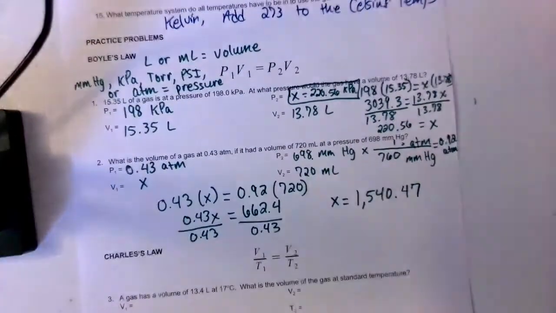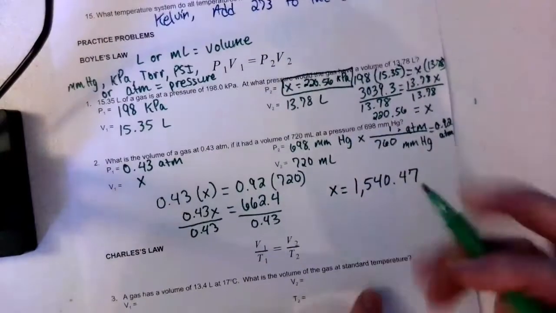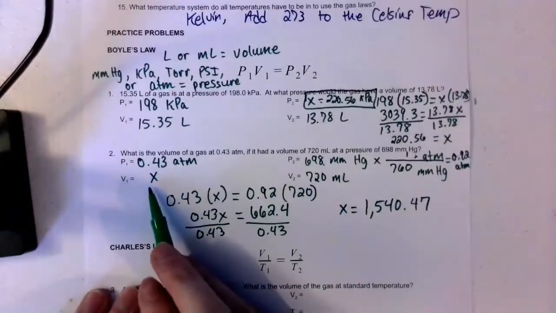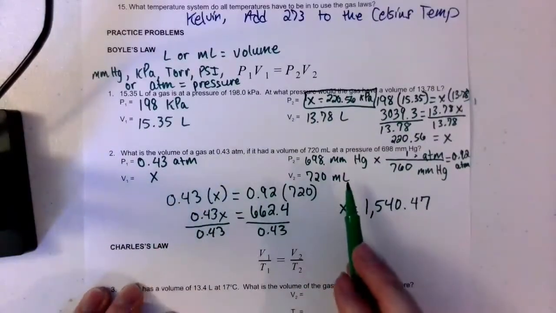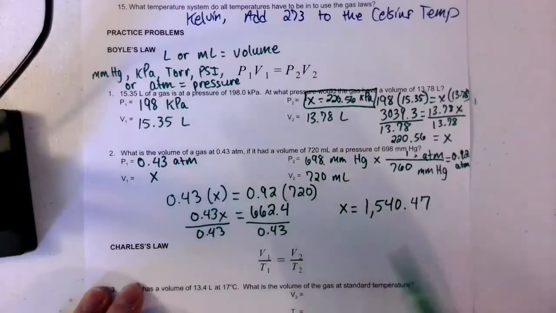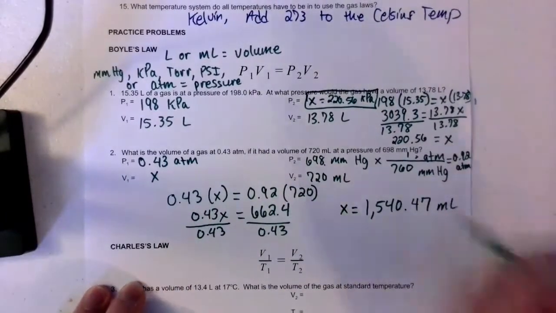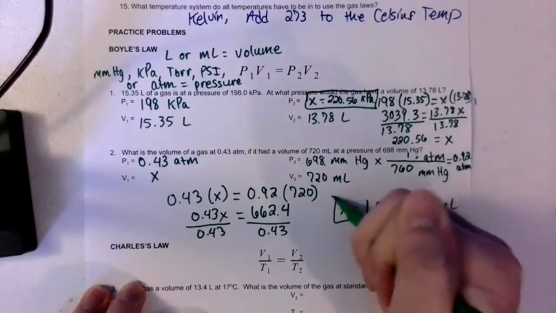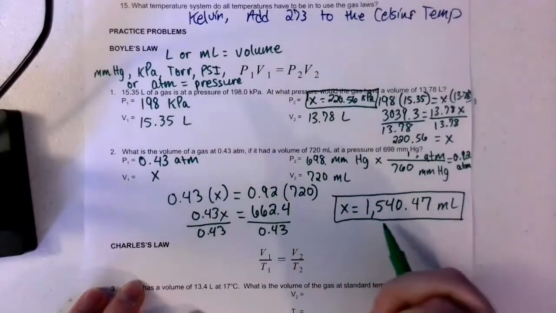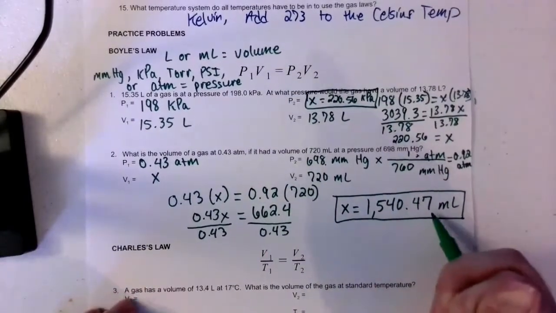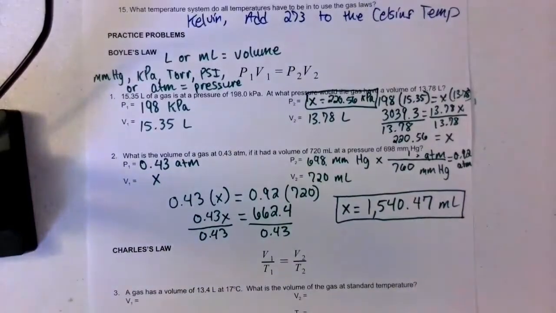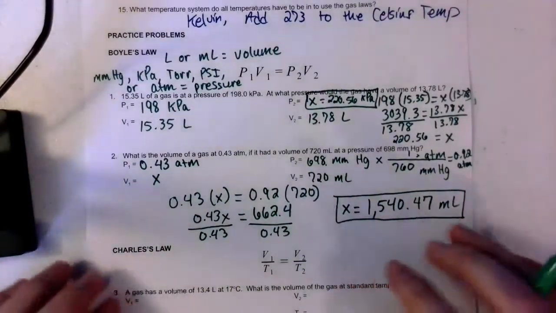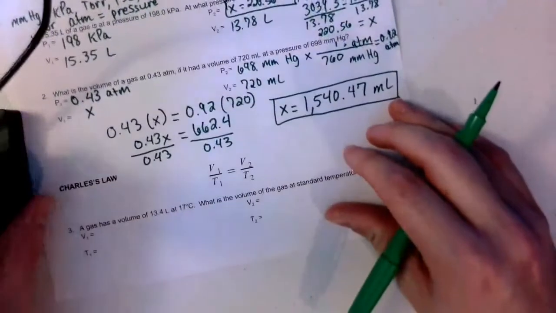Alright, so now we need to know what unit should it be. So x is here as a volume. Over here it's milliliters, and remember the two units have to match, so this is going to be milliliters, or mL. So your answer here is 1,540.47 mL, or milliliters.